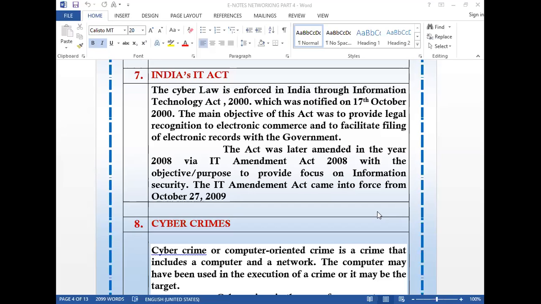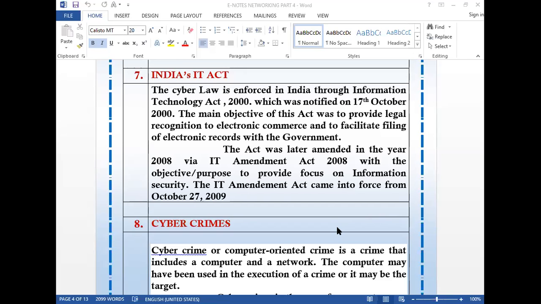Now, what feature was added in the Amendment Act 2008? The additional focus on information security. A security point was introduced that when a user is doing an e-commerce transaction, when the user is doing online shopping, full security must be provided. Like, I give one example to you.